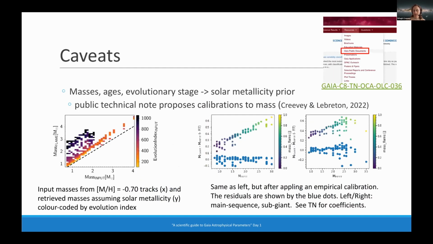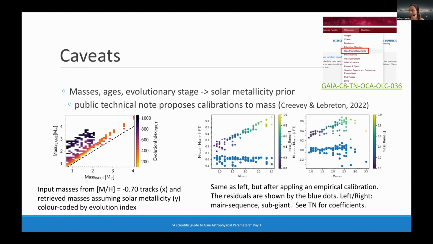Caveats. Again, as I mentioned several times, we used a solar metallicity prior, and this is for both the GSP-Phot based and the GSP-Spec based results. We had to do it for both because it's the same method, and hopefully in DR4 this is something that we can resolve. It was something we couldn't resolve in time for our operations.